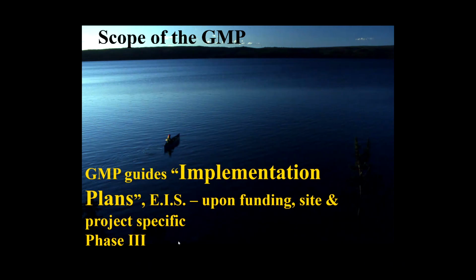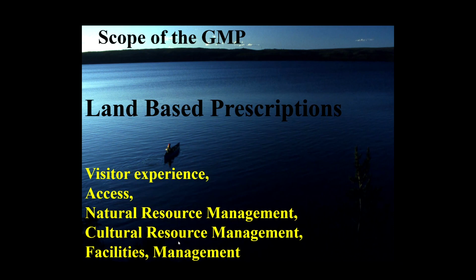Before you can implement the plan, you also have to have an EIS, and then it also requires funding, including site-specific projects. So there are an awful lot of things that are hoped to be done and written into that general management plan that may never get done because they're never funded. So let's take a look at phase 3. These are the smaller plans, of which I'll show you a backcountry one, or introduce you to one, at the end.